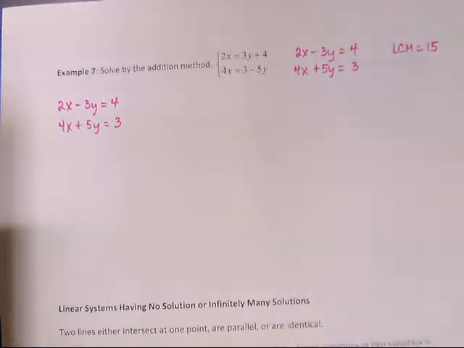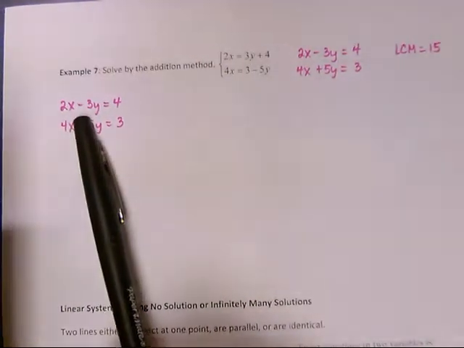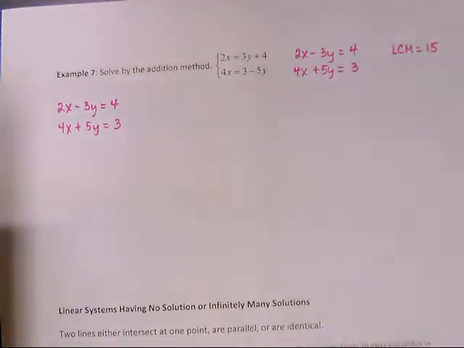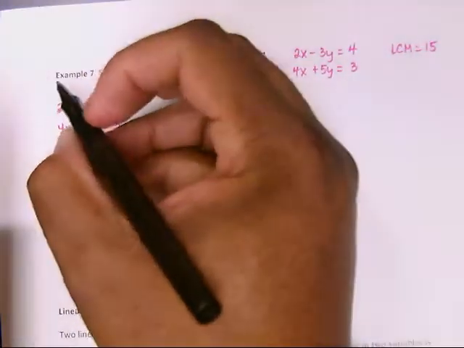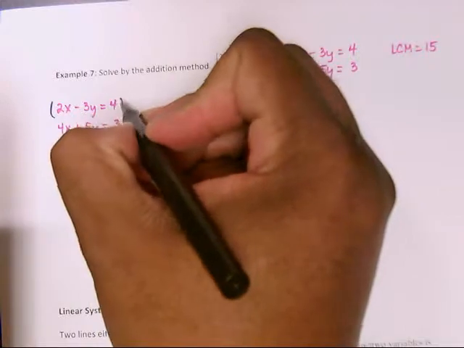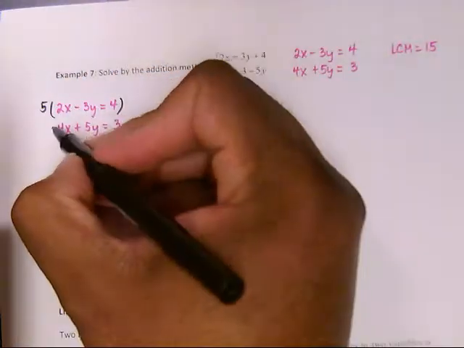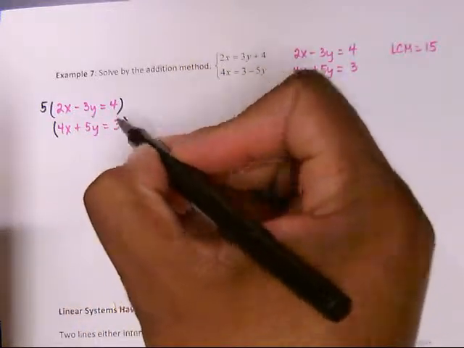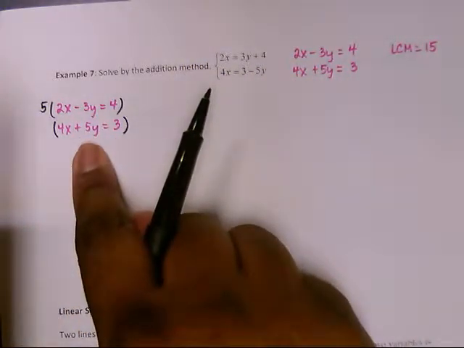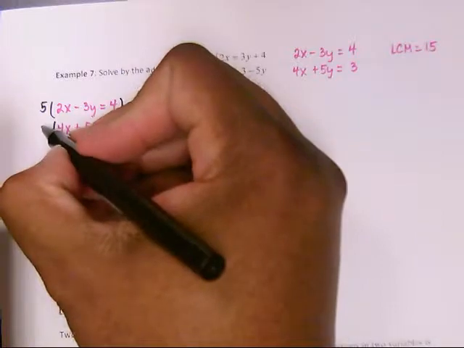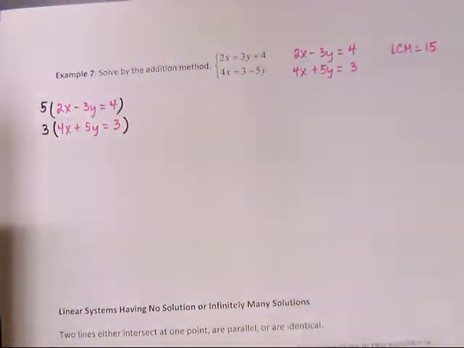Now, in this case here, for this first equation, if I want to make this minus 3y a 15y, I need to multiply that top equation by 5. The bottom equation, if I want to make that plus 5y a 15y, I need to multiply the bottom equation by 3.